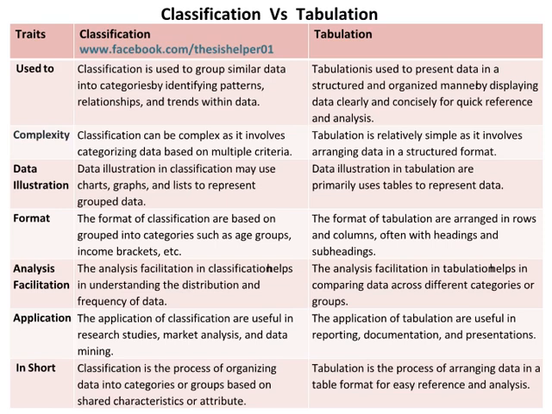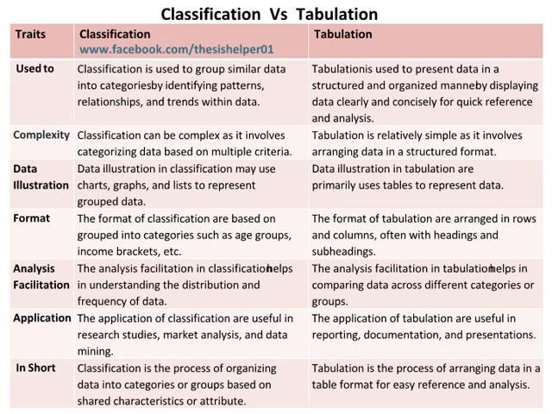Data illustration in classification may use charts, graphs, and lists to represent grouped data. Whereas, data illustration in tabulation primarily uses tables to represent data. The format of classification is based on grouping into categories such as age groups, income brackets, etc., whereas, the format of tabulation is arranged in rows and columns, often with headings and subheadings.